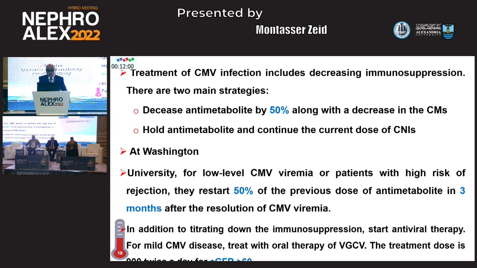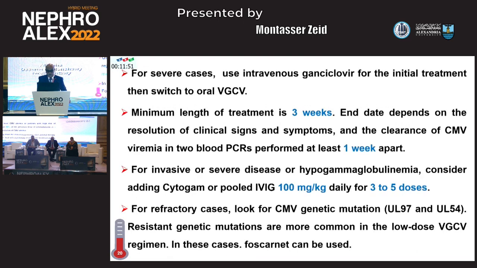In addition to titrating down the immunosuppression, start antiviral therapy. For mild CMV disease, treat with oral therapy of valganciclovir. For severe cases, we start with intravenous ganciclovir for the initial treatment, and then we continue with valganciclovir.